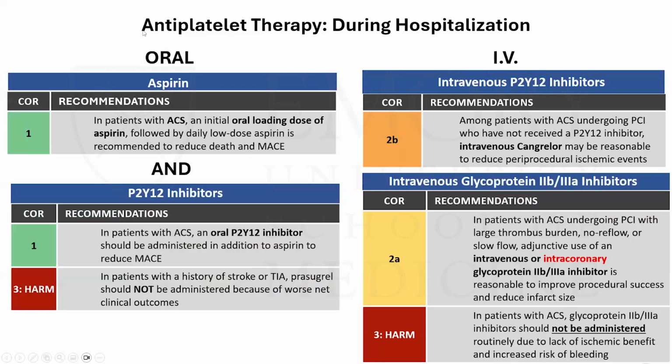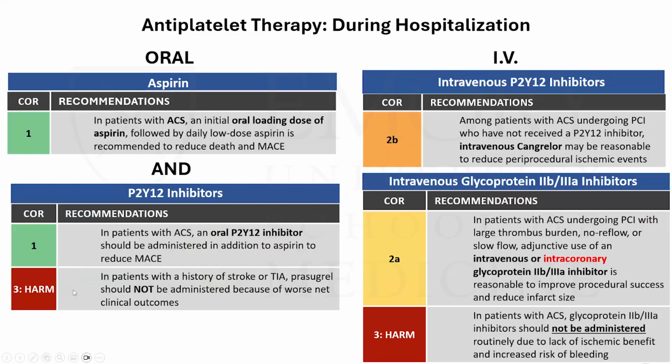Going on to antiplatelet therapy during hospitalization. As far as oral therapy goes, everybody should get an aspirin. It's a class 1. In patients with ACS, an initial oral loading dose of aspirin followed by daily low-dose aspirin is recommended to reduce death and MACE. And then you have to add a P2Y12 inhibitor. A P2Y12 inhibitor is a class 1 indication. In patients with ACS, an oral P2Y12 inhibitor should be administered in addition to aspirin to reduce MACE.